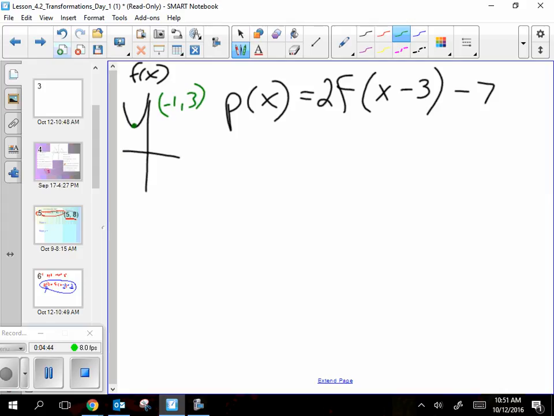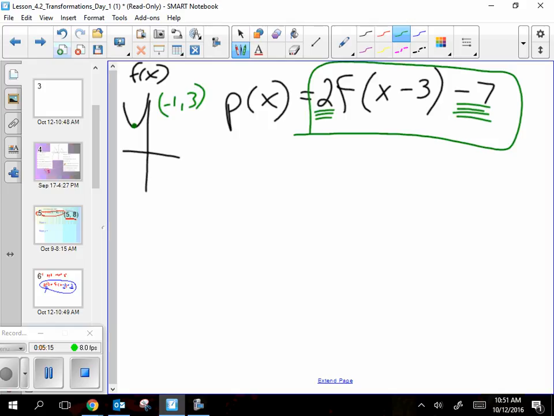If that was on my original function, and then I did this to my function, I made it get stretched and moved and all kinds of changes. Where's that point now? You could think it through and go, okay, I have to move it to the right 3. That's not that hard. That changes my x. And then I have to double its height, and then move it down 7, or subtract 7 from it. That gets hard to think through.